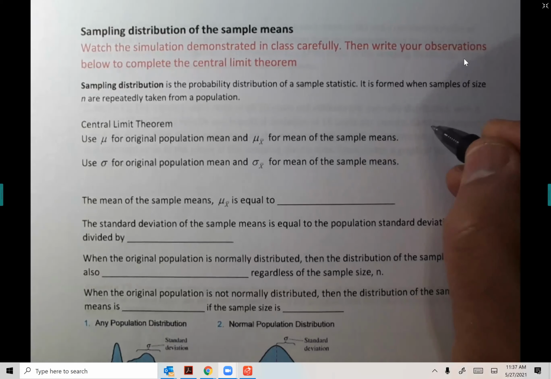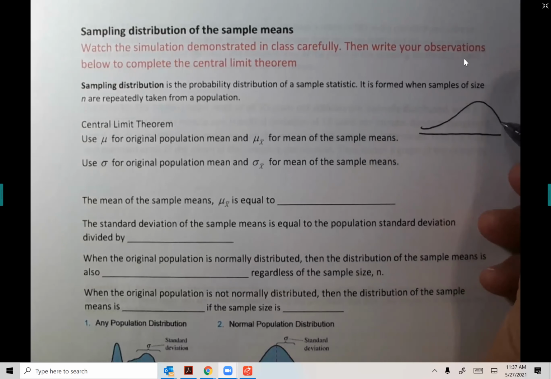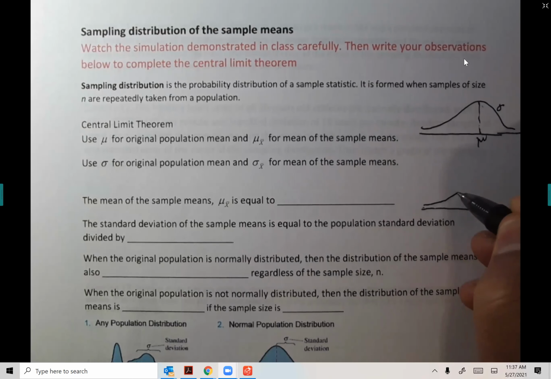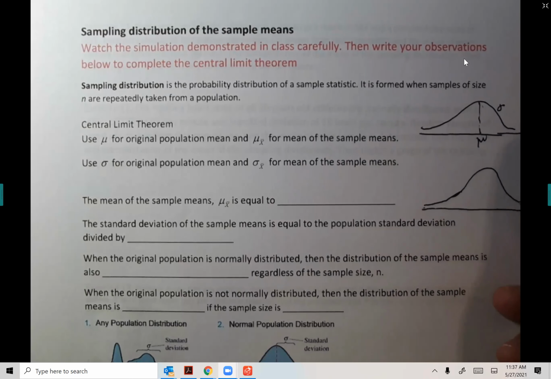One is the original population, which we do not denote by X. It has a mean and it has a standard deviation sigma. And the other graph that I showed you was the sample means. And we denote the sample means, guys, with X bar. So to refer to the sample means, we use X bar.